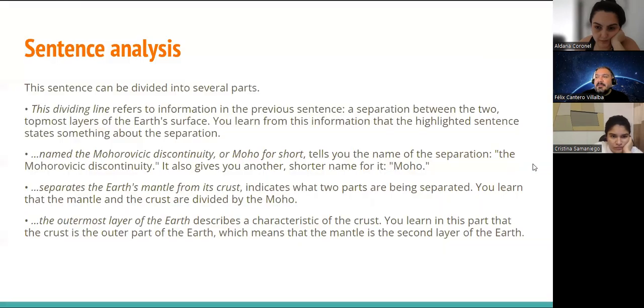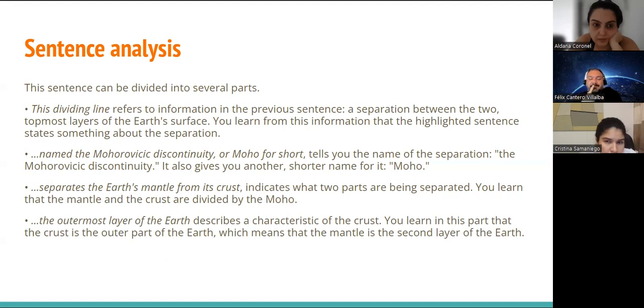So Aldana, help me out here, please. Let's do this sentence analysis. It says this sentence can be divided into several parts. The first part, Aldana? The dividing line refers to information in the previous sentence, a separation between the two topmost layers of the Earth's surface. You learn from this information that the highlighted sentence states something about the separation. Yes, so that first part, this dividing line, tells you that information.